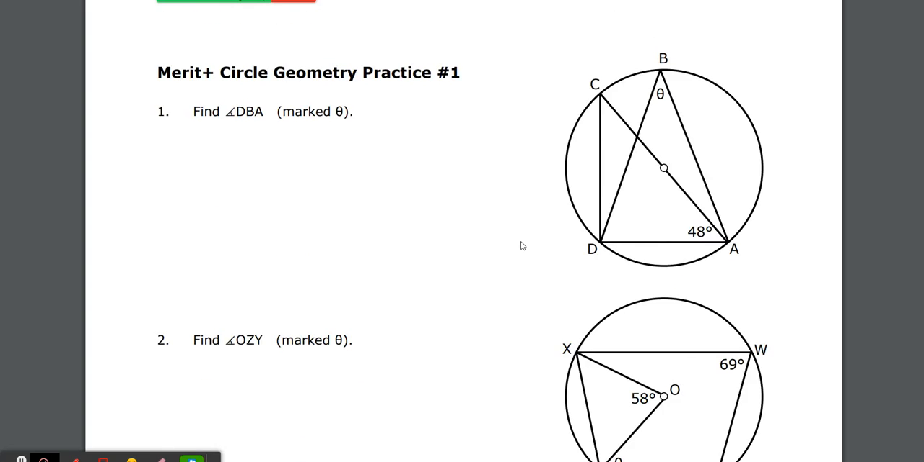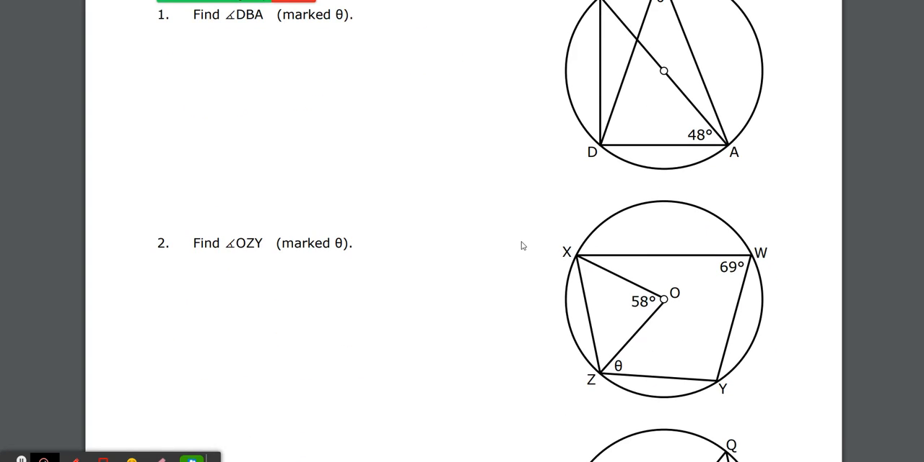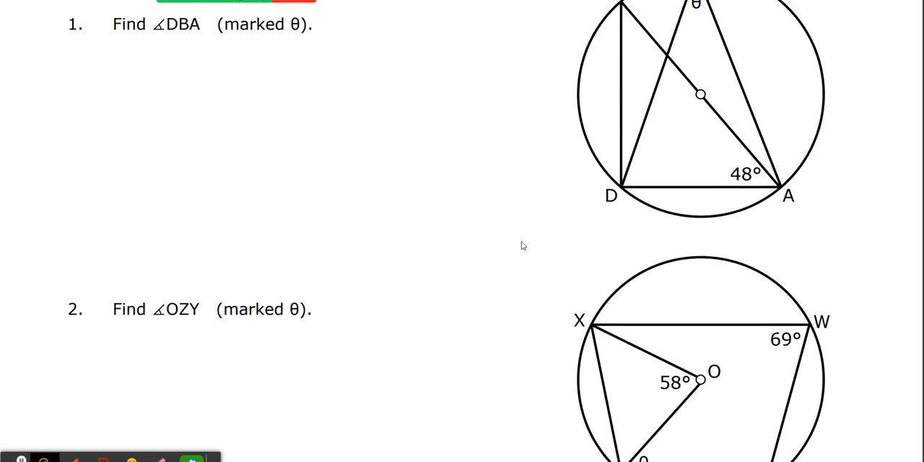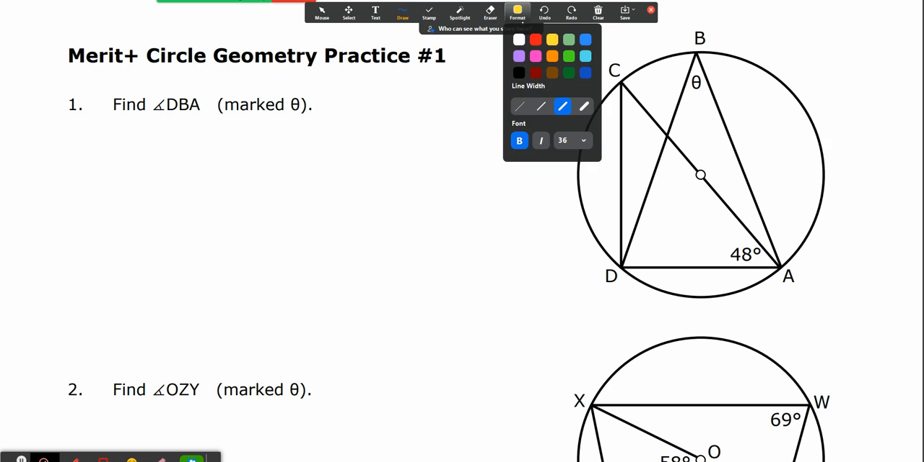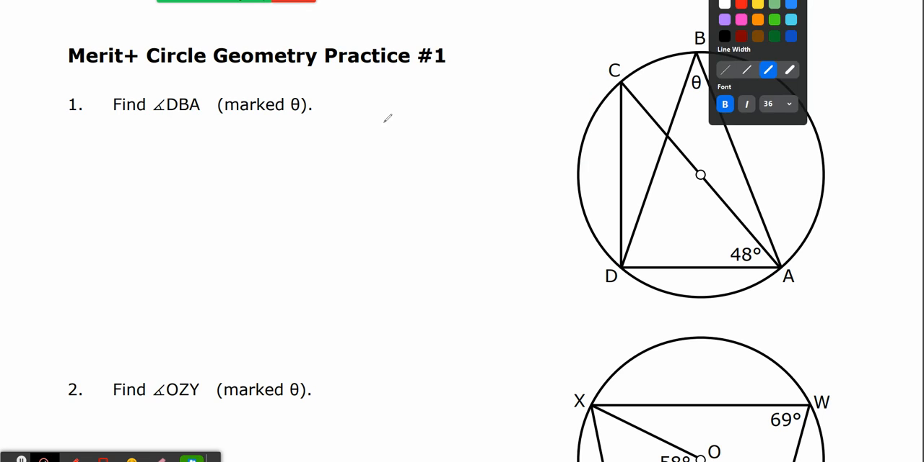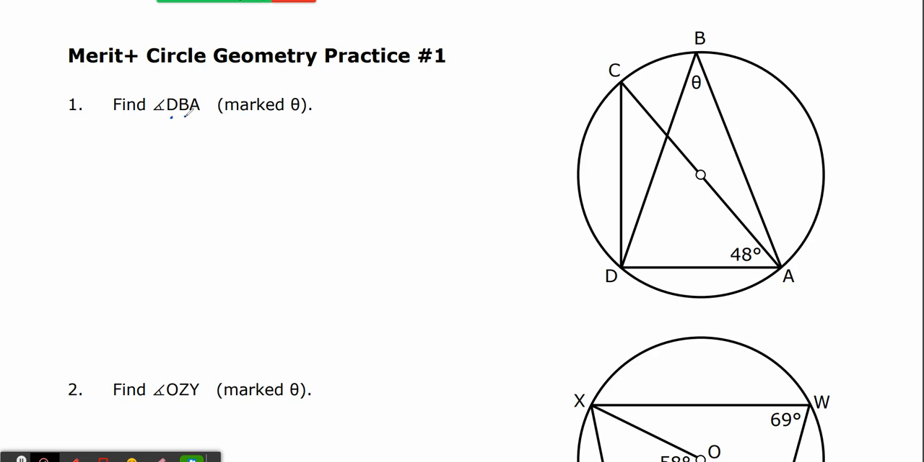Let's go through the first question here. Find angle DBA, it says over there. All right, so geometry practice questions. So we want to find DBA. We go to D, then we go to B, then we go to A. So D starts here, right? Then we go to B, then we go to A, and you can see that angle over there is theta. And that's the angle we want to find.